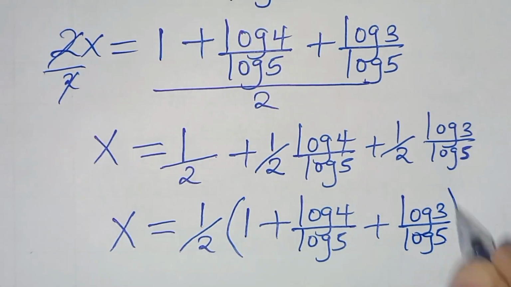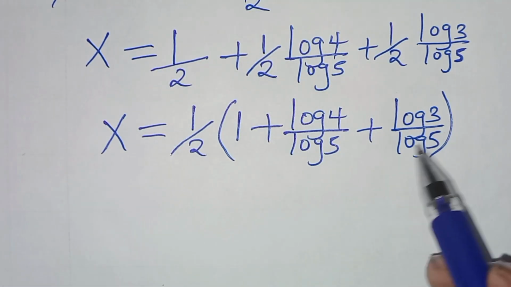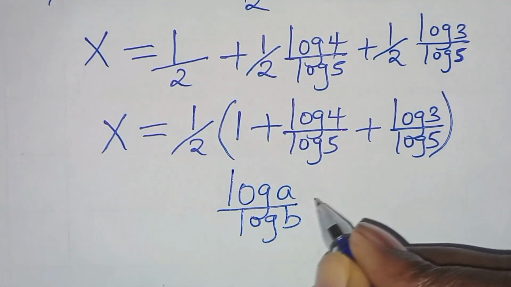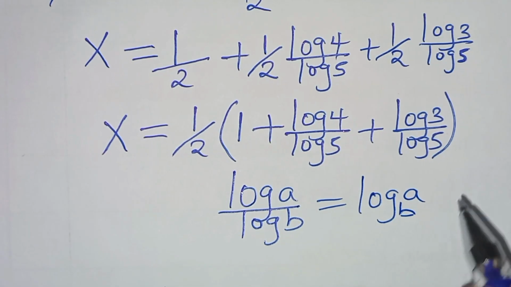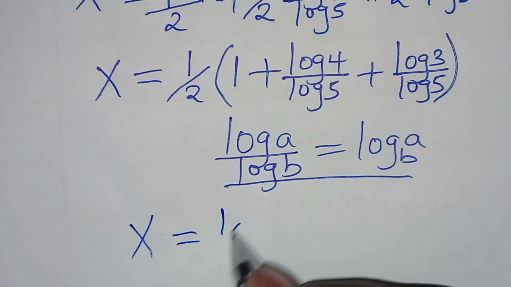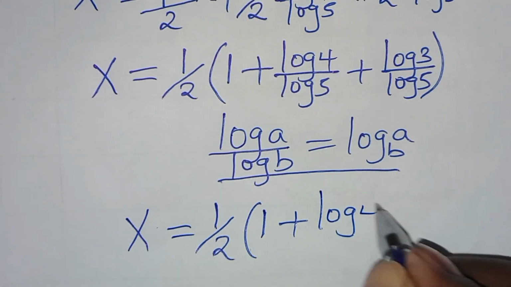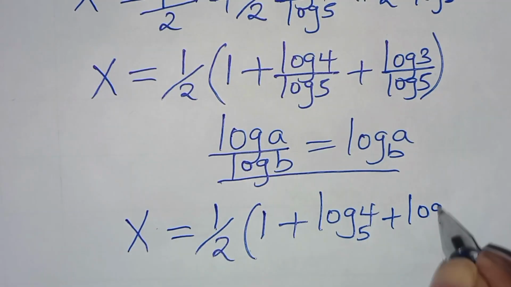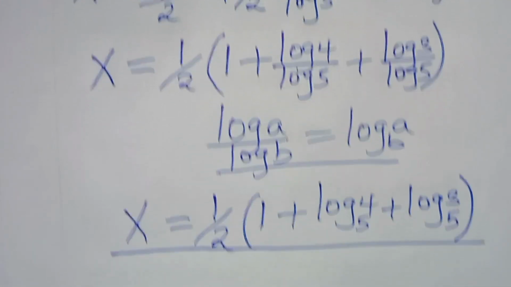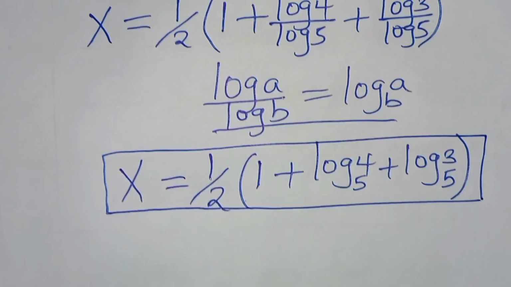The next step is that log 4 over log 5 and log 3 over log 5 are in the form of log a over log b, and this we can express as log a to base b. Applying this property, we can express x as half into the parentheses 1 plus log 4 to base 5, then plus log 3 to base 5. So this is the value of x, and therefore let's verify that this value of x satisfies the equation.